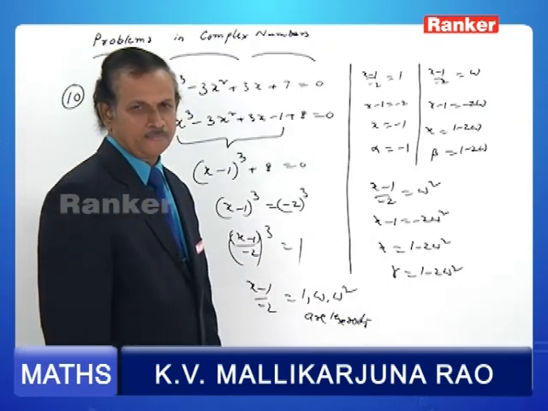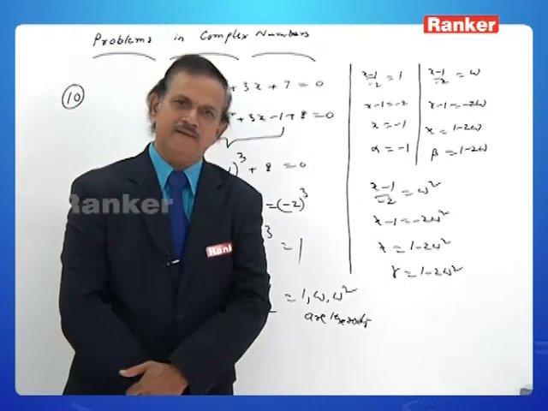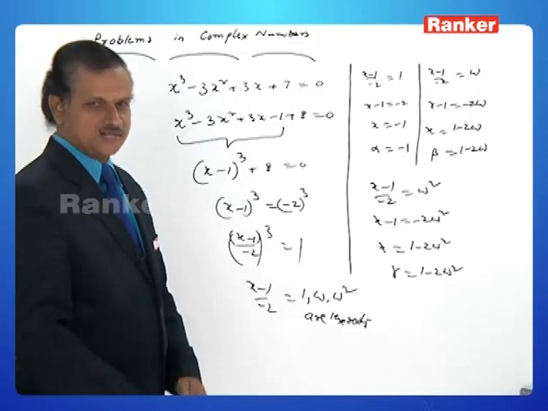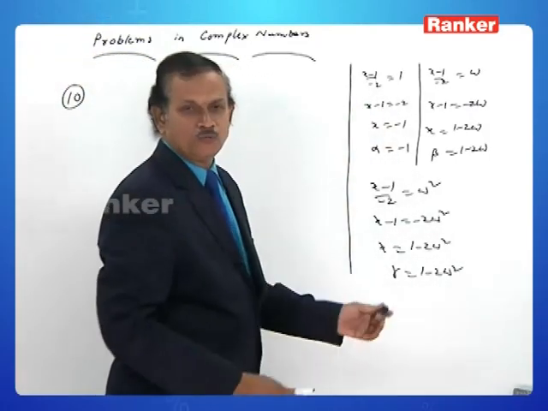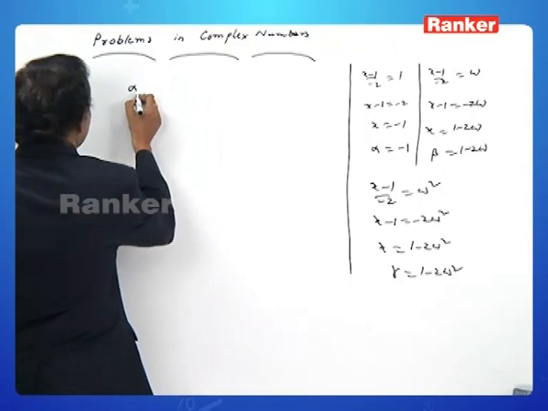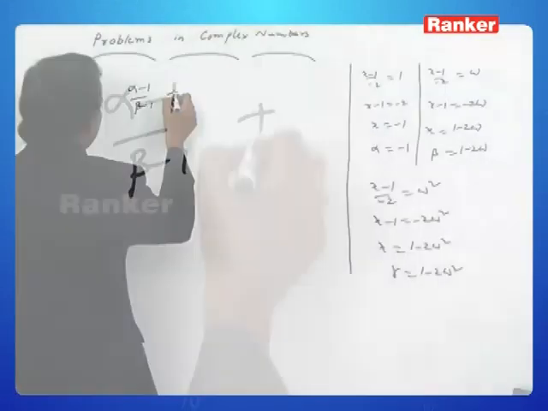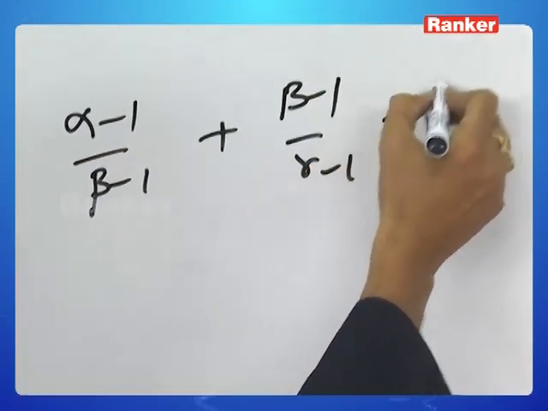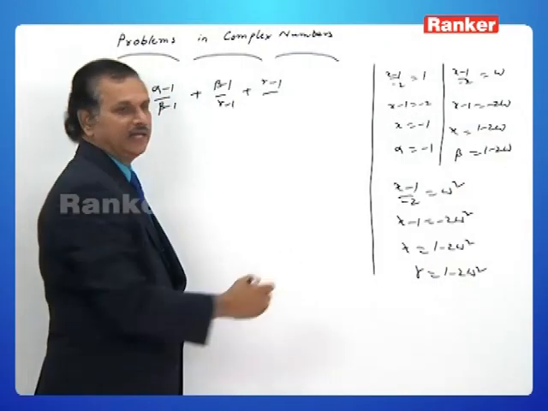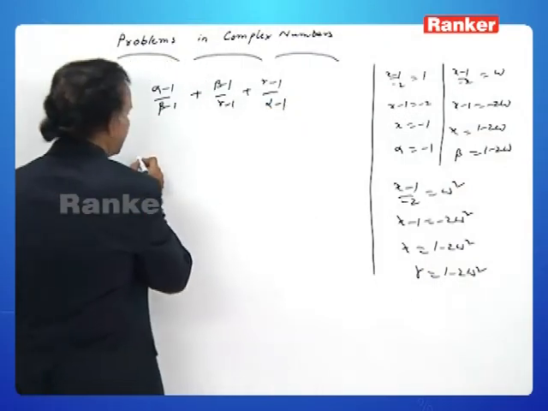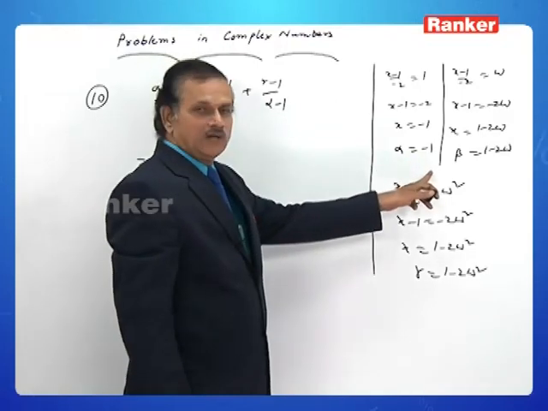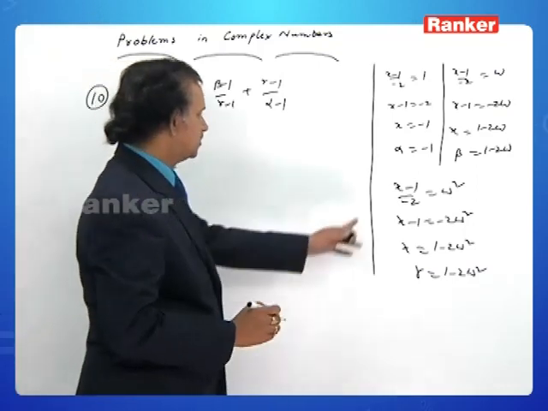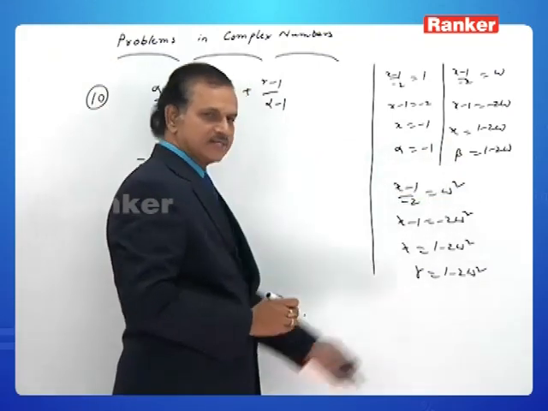They are ready here. To estimate the required, we shall be making use of these values. What is the required expression? Let us now calculate it. Well, what do we want actually? Alpha minus 1 by beta minus 1 plus beta minus 1 by gamma minus 1 plus gamma minus 1 by alpha minus 1. This is alpha. What is alpha minus 1? Minus 2. This is beta. What is beta minus 1? Minus 2 omega.